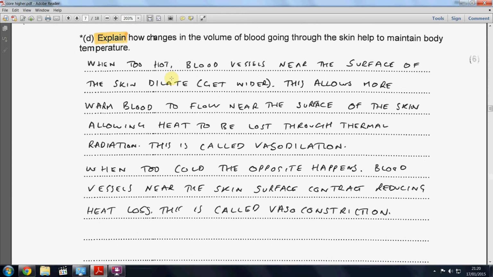To get the final 2, I need to describe the opposite process, which is vasoconstriction. So here we go. When too cold, the opposite happens. Blood vessels near the surface of the skin contract, reducing heat loss. This is called vasoconstriction. So as you can see, my answer's in a logical order. I don't think I've made too many spelling mistakes. Maybe you can spot some. I've used appropriate scientific words like vasodilation and vasoconstriction and contract and dilate. Blood vessels, there's loads of those in there. They're not particularly difficult scientific words, but they're scientific words nonetheless. And that's a fairly good quality 6-mark answer.